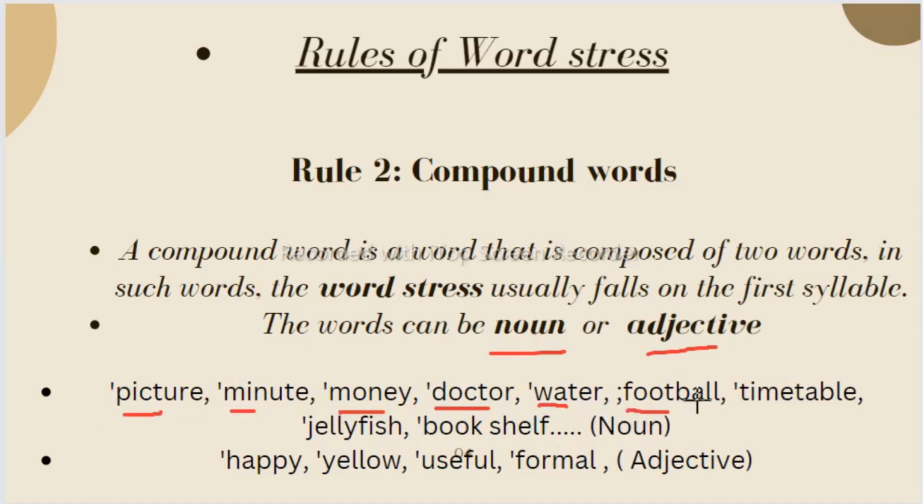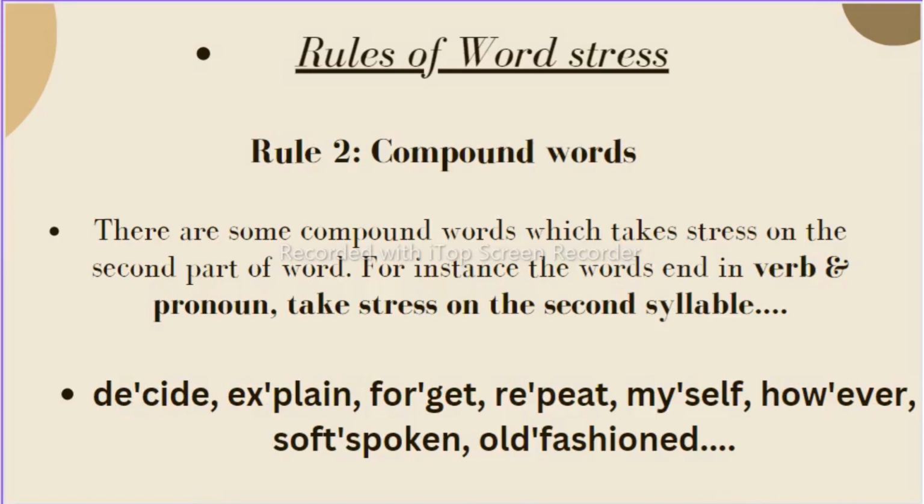These are all nouns here. Now in this one, adjectives, you will also have the stress on the first syllable: happy, yellow, useful, formal. So all the nouns and adjectives which have two syllables have stress on the first syllable. Now what about the verbs and other parts of speech? Let us see now. As you can see on the screen, these also are compound words.